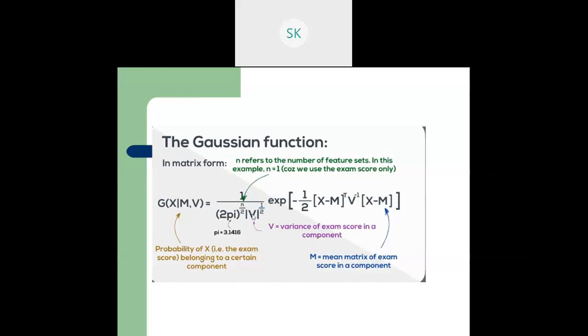This is 1 by 2 pi, that is the standard pi value. Then exponential of, in a square bracket, minus 1 by 2, x minus m raised to t. Here x is the data score, one score let's say, and m is the mean. Raised to t, that is the matrix representation, times V inverse, that is the variance inverse, and in brackets x minus m. So m is the mean of the exam score in a component, and V is the variance of the exam score in a component. So this is the Gaussian function in matrix form.